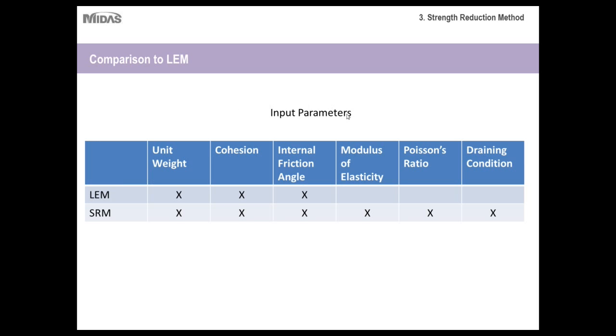Okay, and then here's just the listing of the input parameters. As you can see, with the limit equilibrium method, the main soil parameters that you would need are just the unit weight, the cohesion, and the internal friction angle. Whereas with the strength reduction method, you have these three parameters, but also the modulus of elasticity and the Poisson's ratio for deformations, and also the drainage condition to calculate effective stresses. So that's another thing to keep in mind: if you plan to use the strength reduction method, be prepared to make that extra effort to get all these additional parameters for your soil.